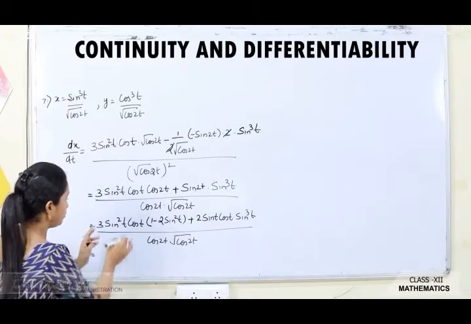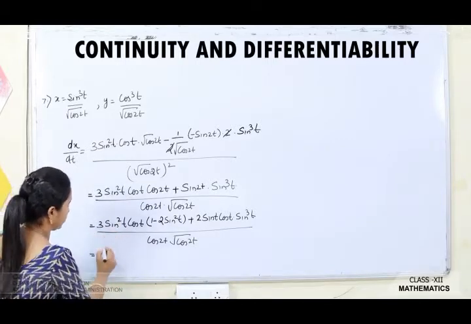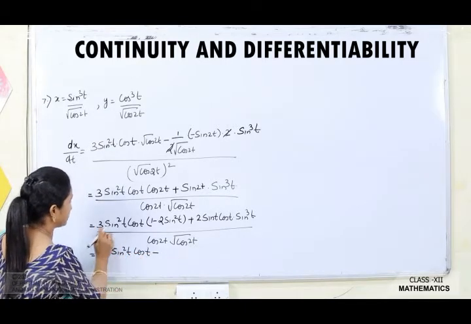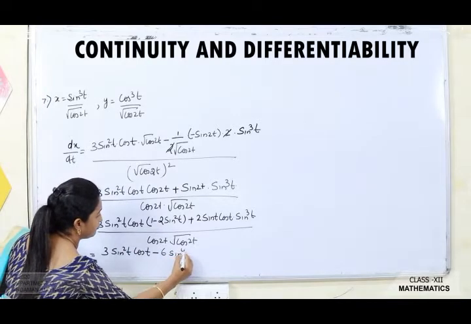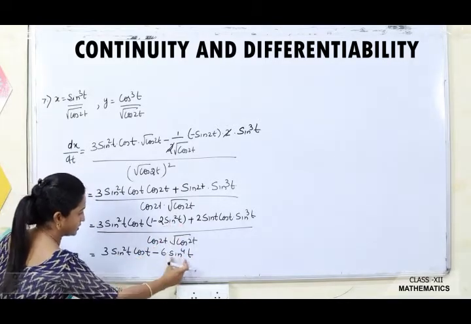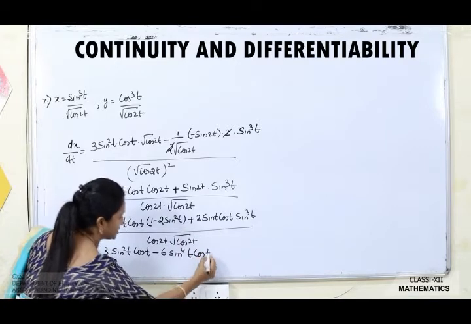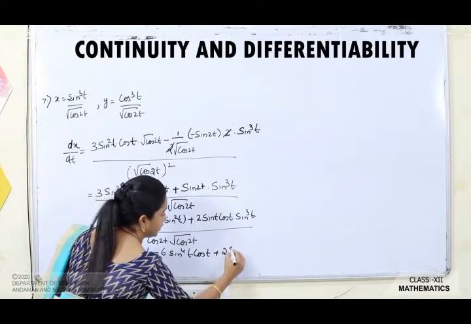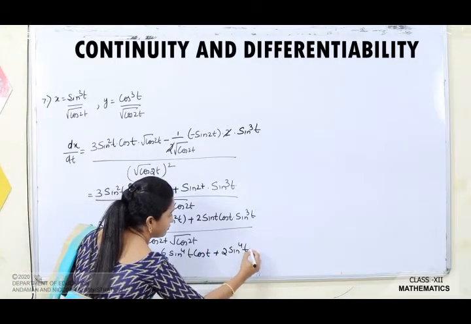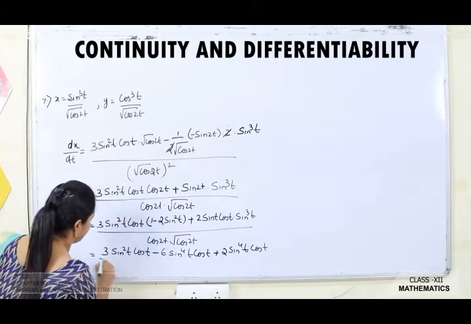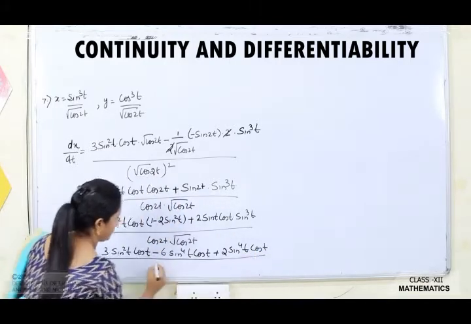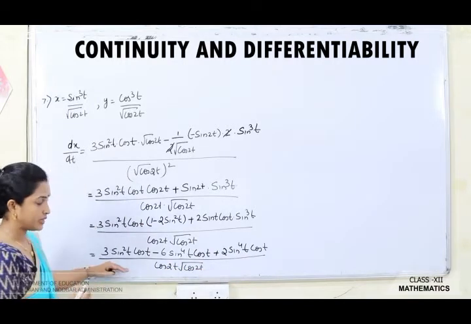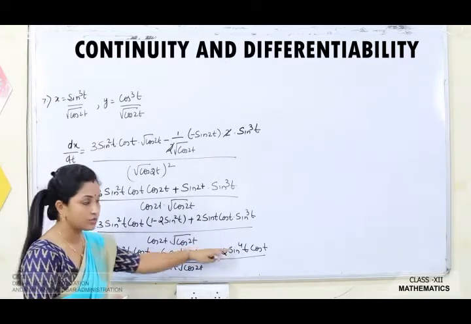Clear children? Now you will simplify, you will open the bracket. So when you open the bracket, you are going to get 3 sin square t cos t minus 3 2 is 6 sin 4t, because sin square t sin 4t power and cos t, plus here also sin t and sin cube t, when you multiply you are going to get 2 sin 4 power 4t into cos t, the whole divided by cos 2t into root of cos 2t. Clear? These two like terms you can simplify.